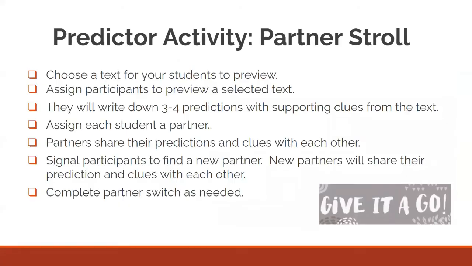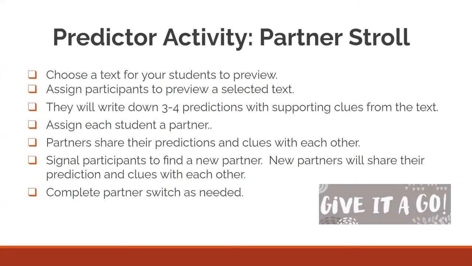Here's an activity focused on prediction that you may want to try out with your students. You may notice on some of the slides, you'll see the phrase, give it a go. In Australia, they use the phrase, give it a go, when they're talking about trying something out for the first time. So here's an activity to practice making predictions. You may want to give it a go. It's called Partner Stroll.